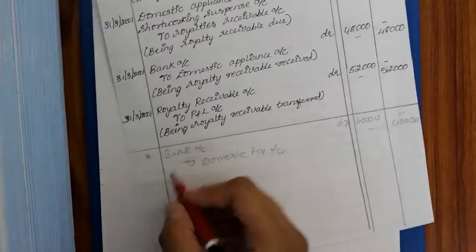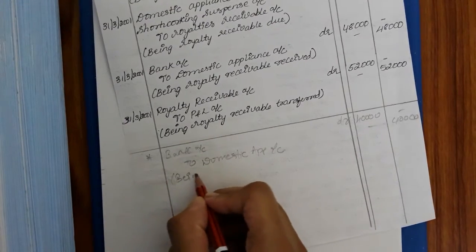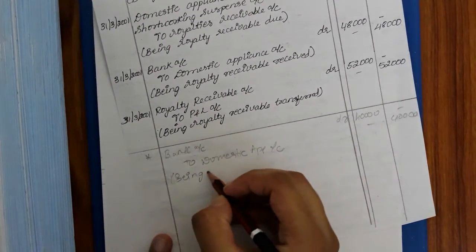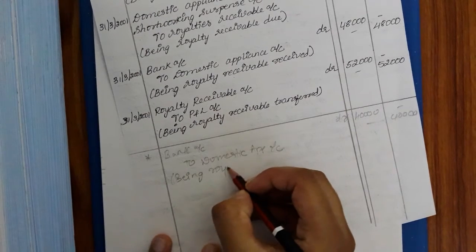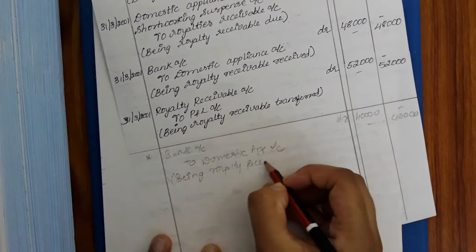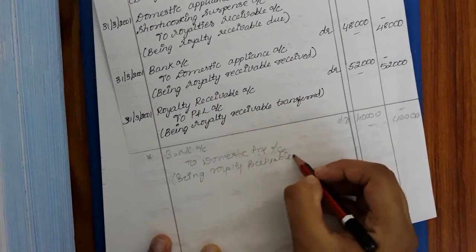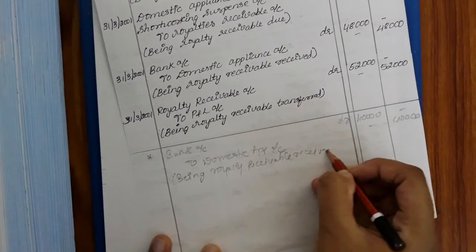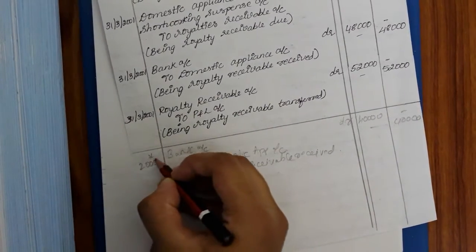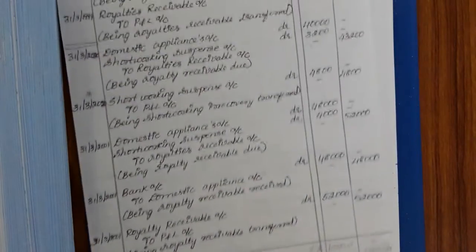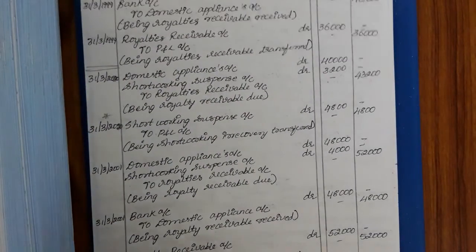What will be the narration for this? Being royalty receivable received. Okay, so this is for the year 2000. Done. This is the second entry, and the third entry is for transfer of royalty that I have written here.